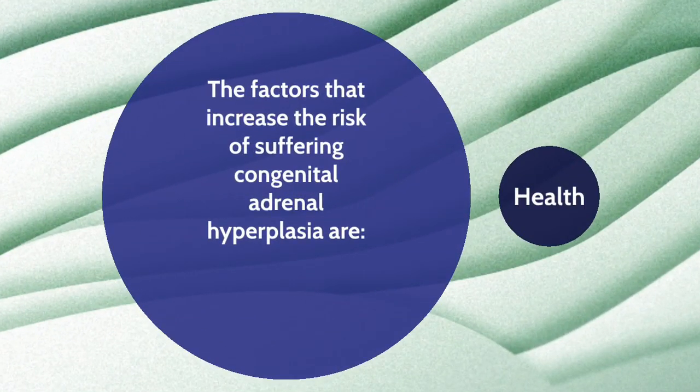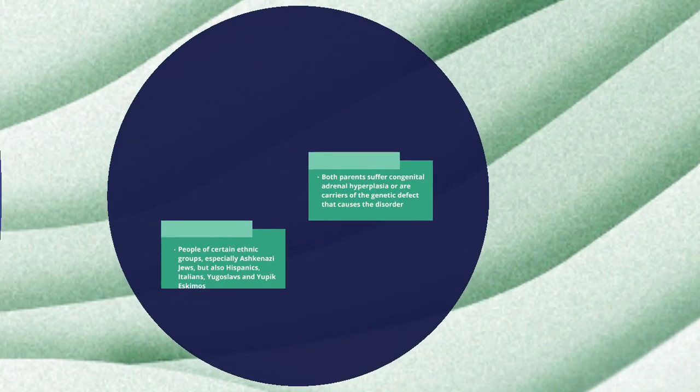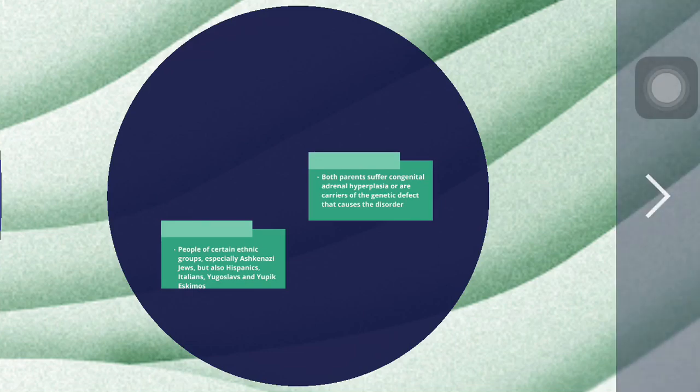Risk factors for suffering congenital adrenal hyperplasia. The risk is higher if both parents are carriers of the genetic disorder. People of all age groups can be affected, especially Ashkenazi Jews, but also Hispanics, Italians, Slovaks, and Inuit, or Eskimos.